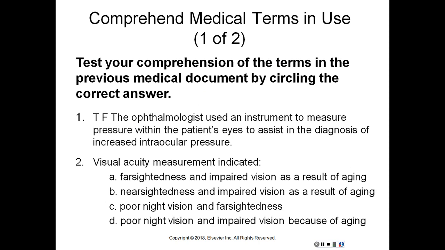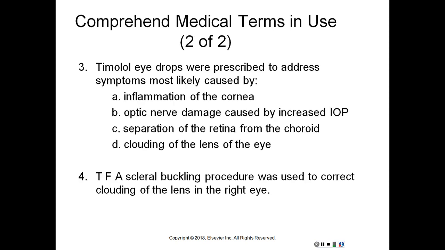So just read those options, and hopefully you are picking letter B for nearsightedness and impaired vision as a result of aging. Number 3, Travoprost eye drops were prescribed to address symptoms most likely caused by what? And that is going to be letter B, optic nerve damage caused by increased IOP.